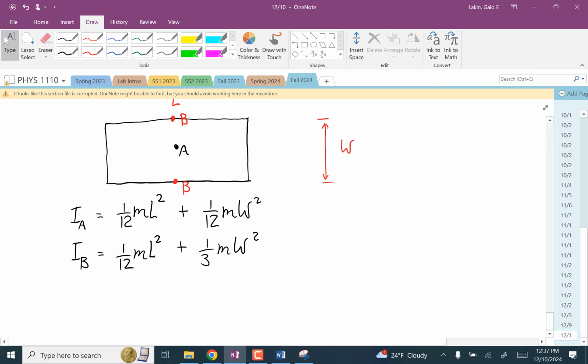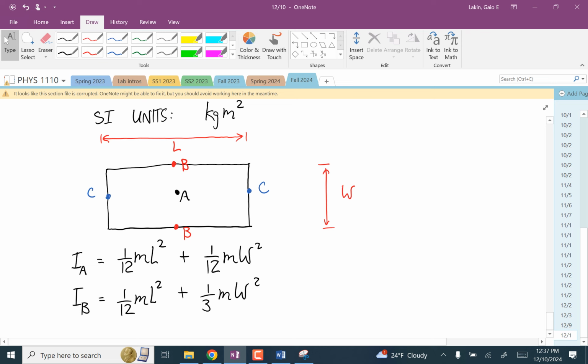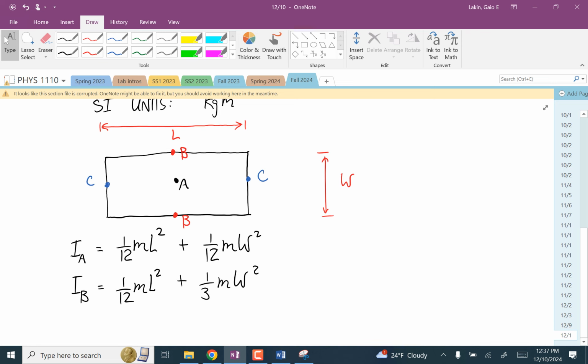Okay. Next, these two are equivalent, so I'll call these C. Can anyone think of what the formula would be for this? Would it be 1/3? Yep, perfect. 1/3 mass times length squared plus 1/12 times mass times width squared.